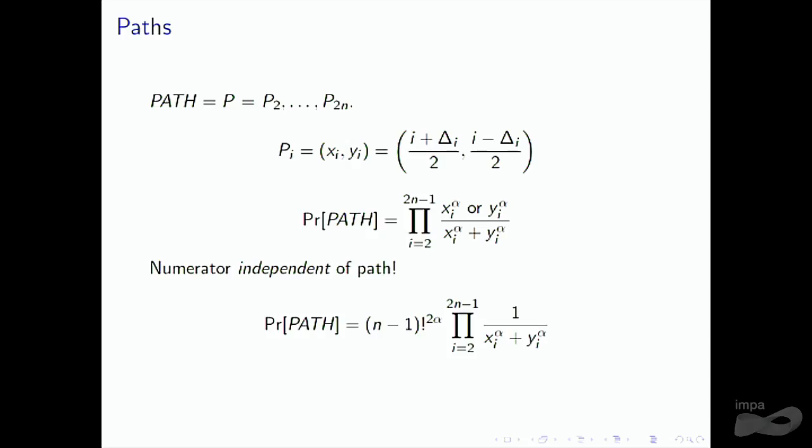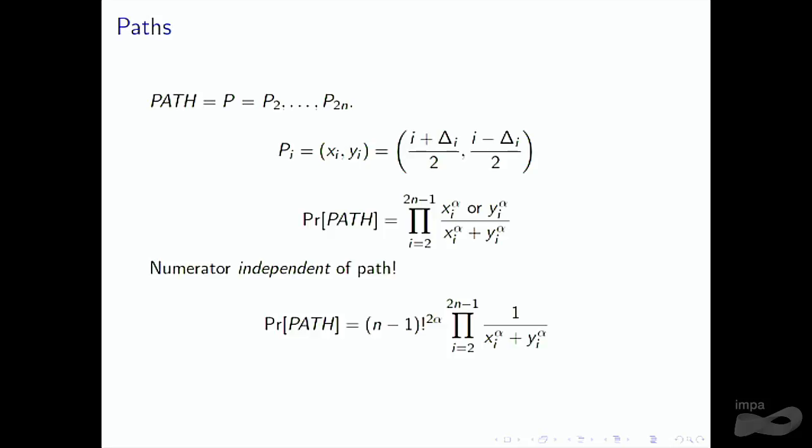So here's a general path. I'm just going to go to the point (n,n). We look at the path that starts at (1,1), and we look at how far it is off from the main diagonal. P_i is the point where the sum of the coordinates is i, and delta_i is how far away it is from the main diagonal. And then the probability of that path at each step, you're multiplying either x_i to the alpha or y_i to the alpha, and you're dividing by x_i to the alpha plus y_i to the alpha.